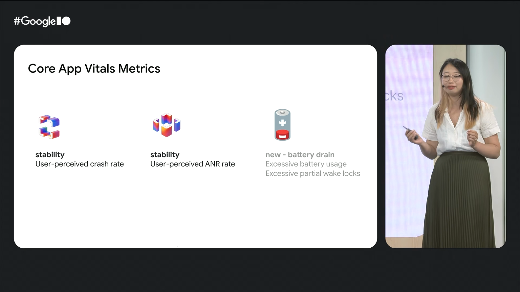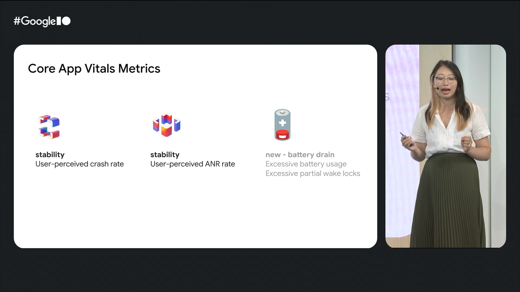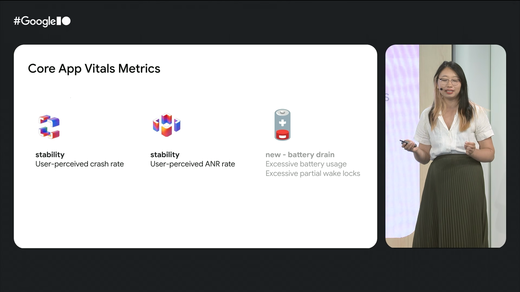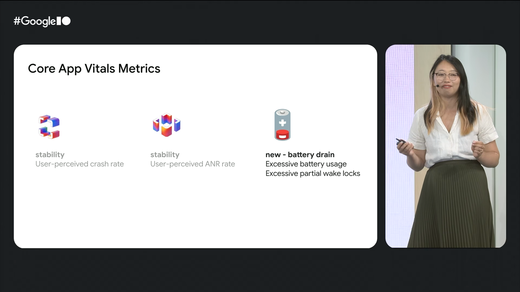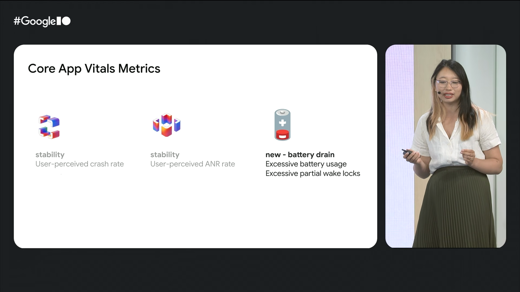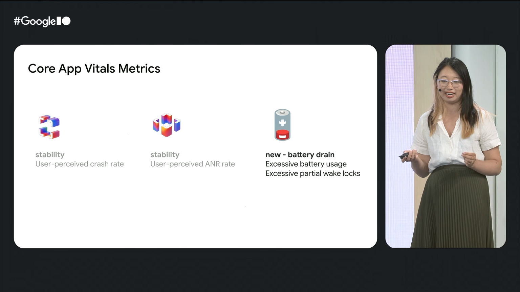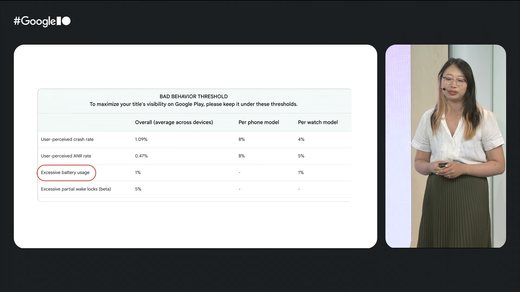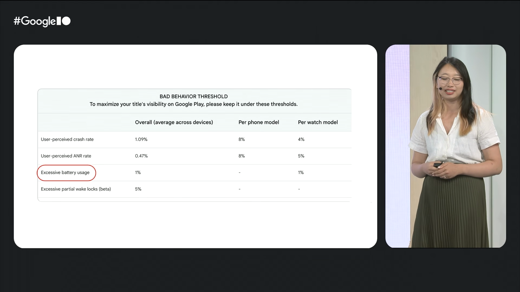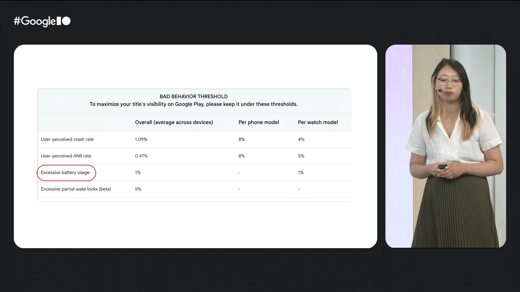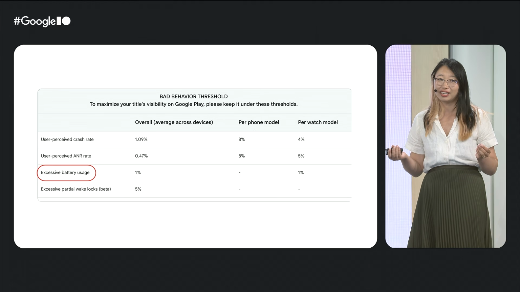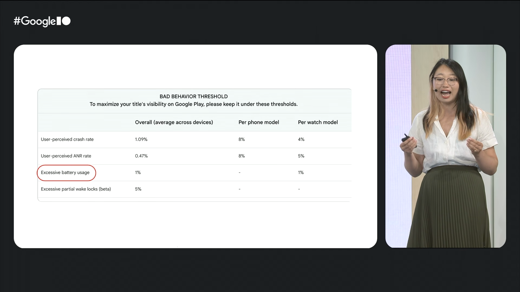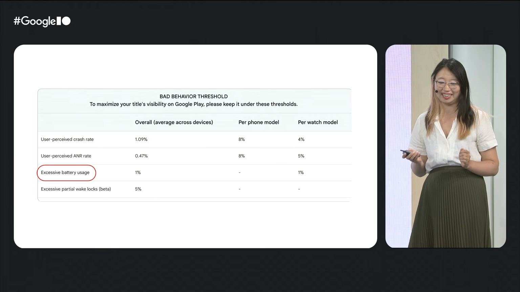Historically, the most important metrics in App Vitals, the core app metrics, have been around stability: user-perceived crash rate and user-perceived ANR rate. This year, we're making some changes to the core App Vital definitions to also include metrics that contribute towards high battery drain. On Wear OS, we have introduced an excessive battery metric. Your app is considered excessive if over 1% of Wear watch face sessions have a drain rate of over 4.4% per hour. This causes the drain rate to not let the app last the whole day.